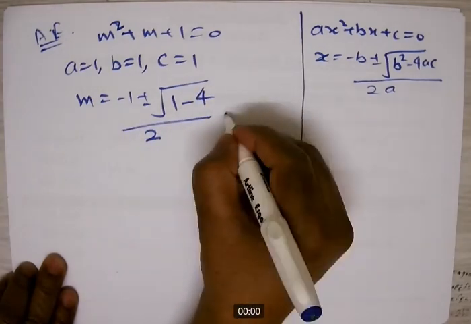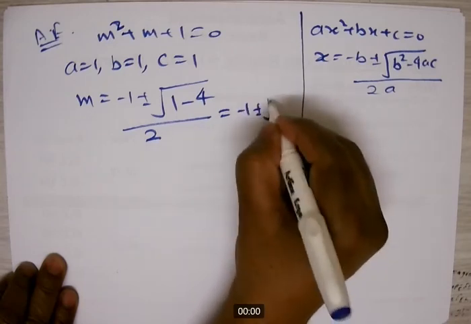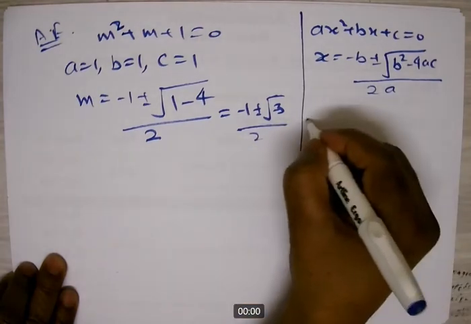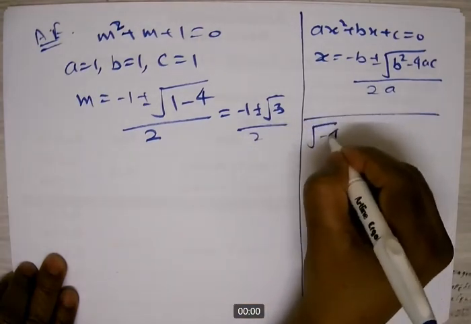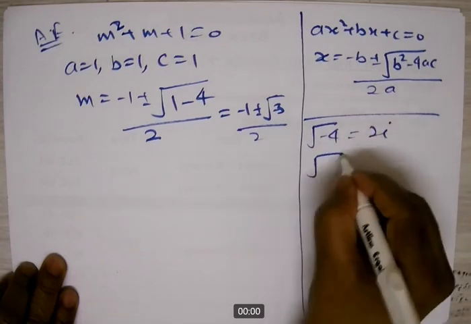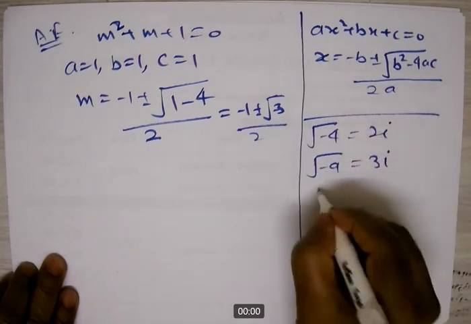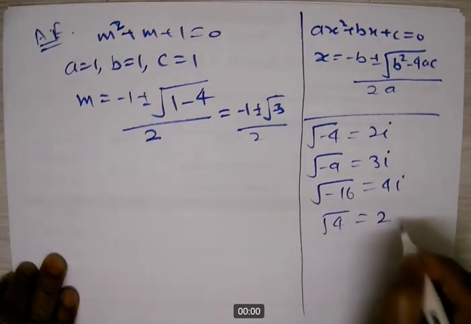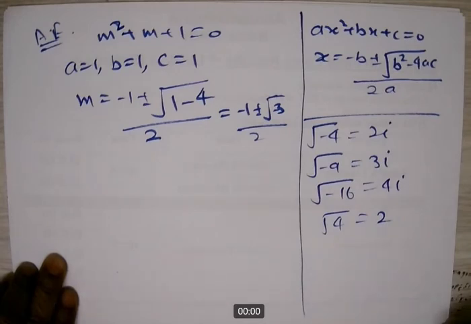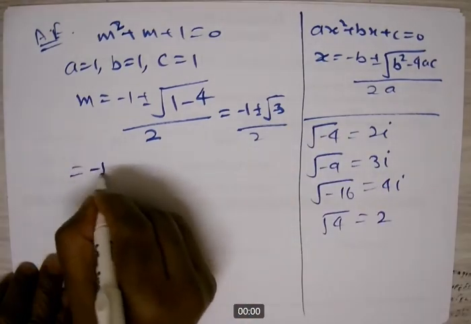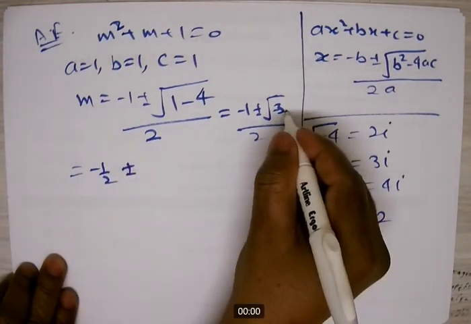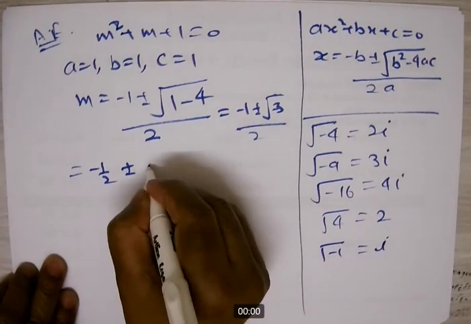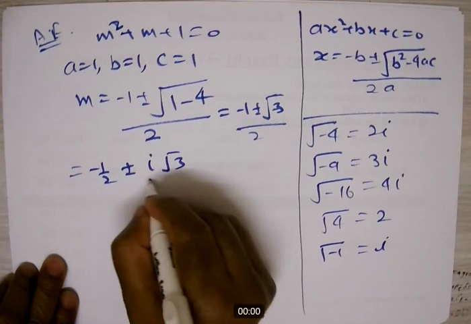When you simplify it, it gives us (−1 ± √(−3)) / 2. What does that mean? It means that √(−4) is 2i, √(−9) is 3i, √(−16) is 4i, but √4 is real, only 2. So we can write it as −1/2 ± √(−1), that means i, times √3 divided by 2.